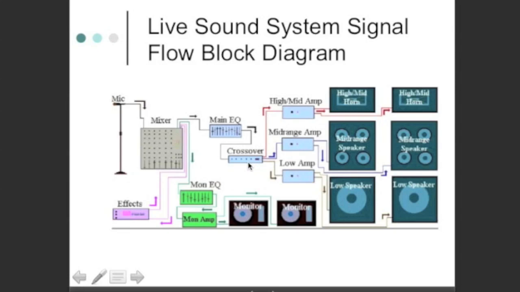At the crossover, the sound gets split into 3 different frequency bands and then sent to amplifiers and then separate speakers. So the low frequencies have large speakers to move a lot of air, because low frequencies have a lot of energy. Mid-range and high frequencies: high frequencies go to smaller piezo tweeters or to horns to project to the audience.